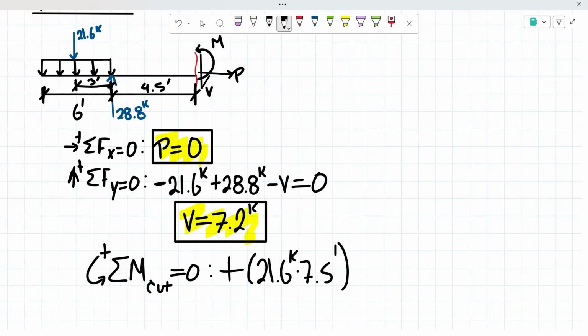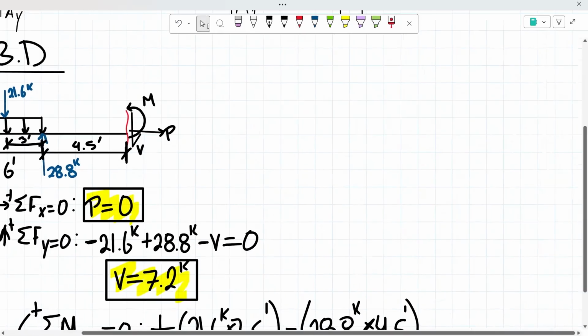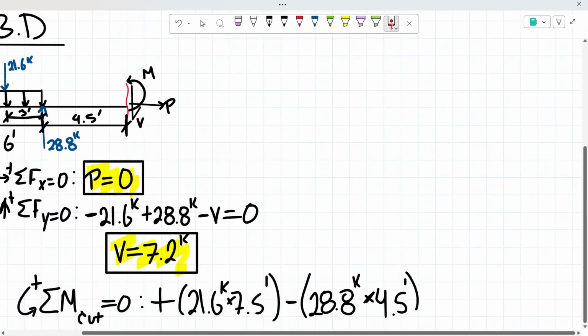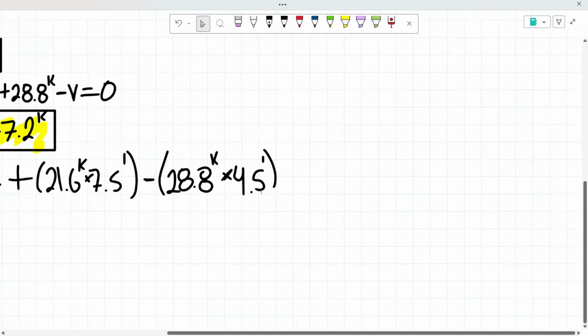From there, we have our 28.8 kips from our reaction. We know that's going to be creating a clockwise moment, meaning a negative moment, with a force of 28.8 kips. From there, we multiply that by the distance. We know that from our reaction to the cut, there is a distance of 4.5 feet. And then our last moment is our moment M, which we know is going counterclockwise based off of our sign convention, so a positive moment.